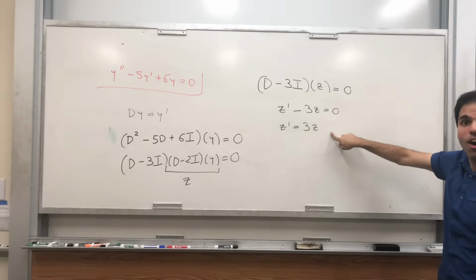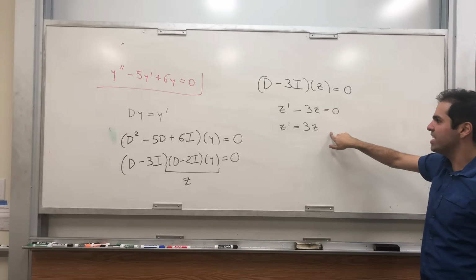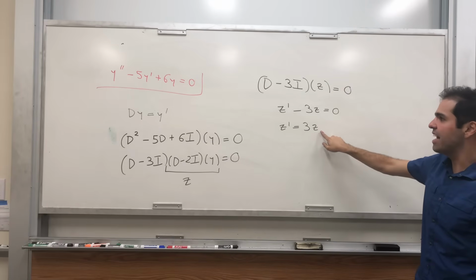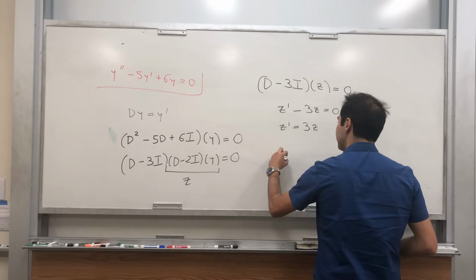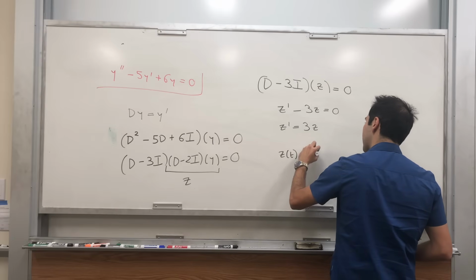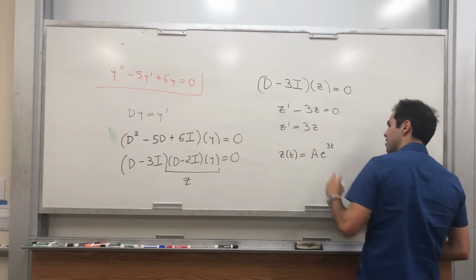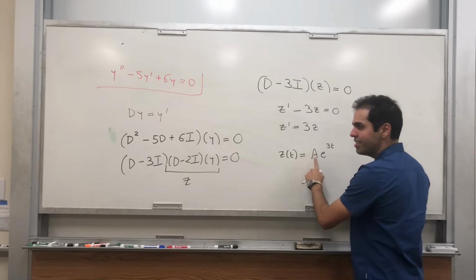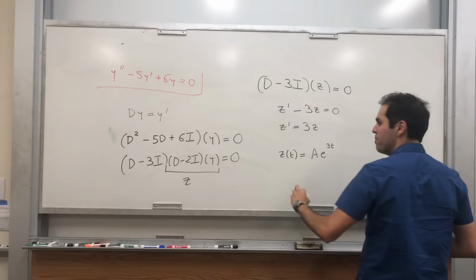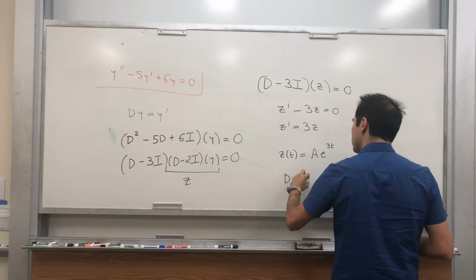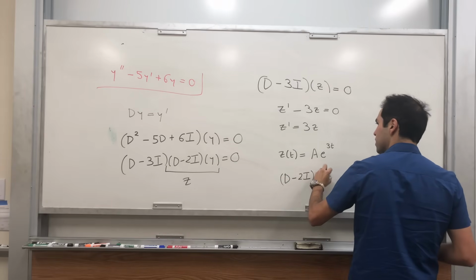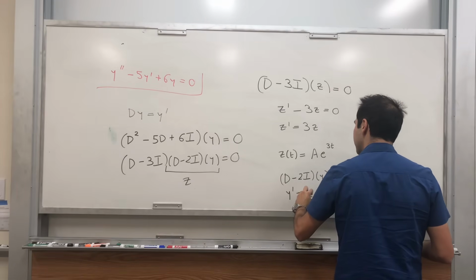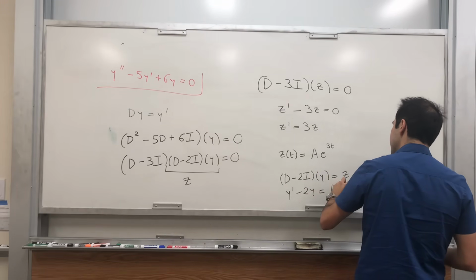But this we can solve. It's a first order differential equation, and if you want, divide by z, integrate, etc., and you get that the solution of this is z of t equals a e to the 3t. That is good because we solve for z, and using that we can solve for y. Because what do we have? (D minus 2I) y equals z by definition. So y prime minus 2y equals a e to the 3t.